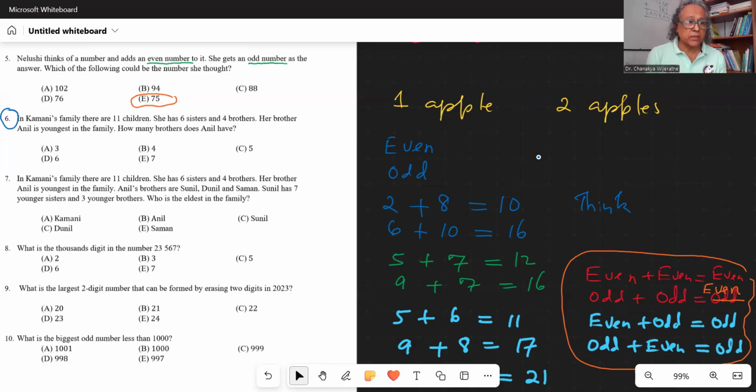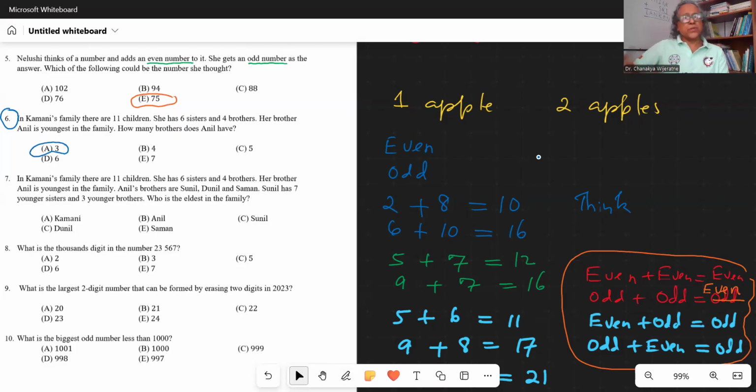The brother Anil is the youngest in the family. How many brothers does Anil have? Well, there are only 4 brothers, and Kamini is not a brother, right? And if Anil is one of them, he has 3 brothers. It doesn't matter whether he's the youngest or not. So the answer is 3. He has 3 brothers, so that's quite easy, right?